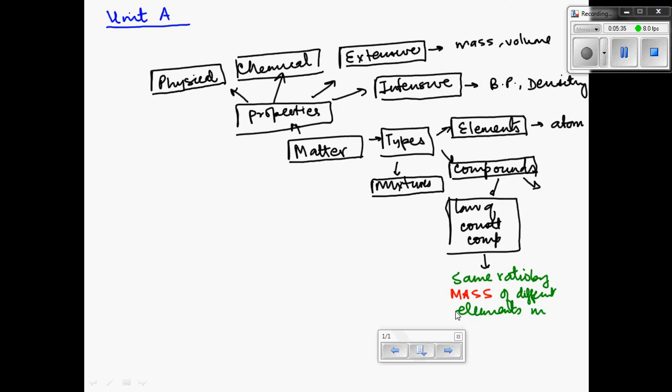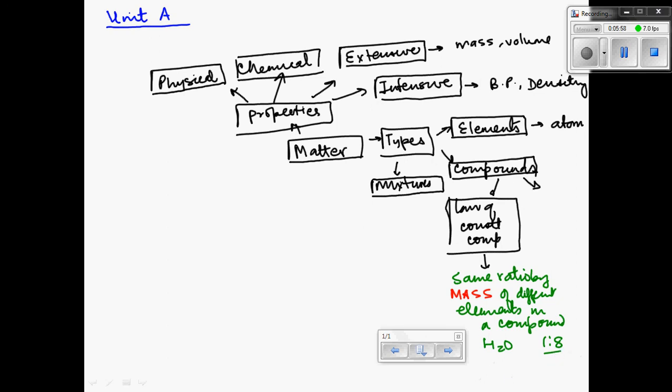in a compound. And just to clarify, in water, that ratio is 1 to 8, not 2 to 1. 2 to 1 is the mole ratio. The mass ratio is 1 to 8. So if you take pure water from anywhere in the world, hydrogen and oxygen will combine in a mass ratio of 1 to 8.